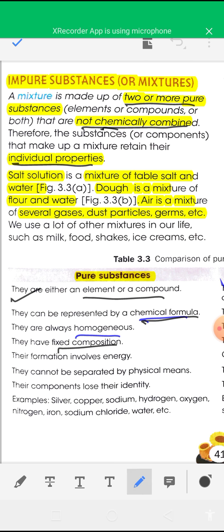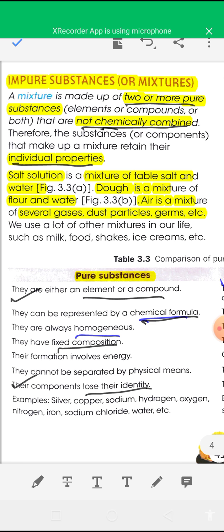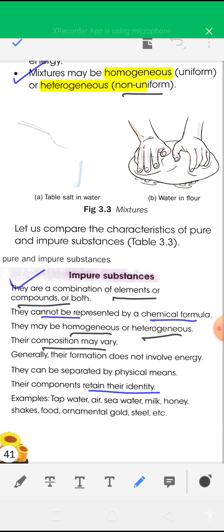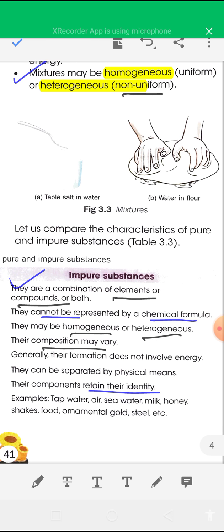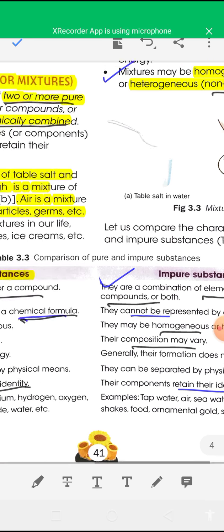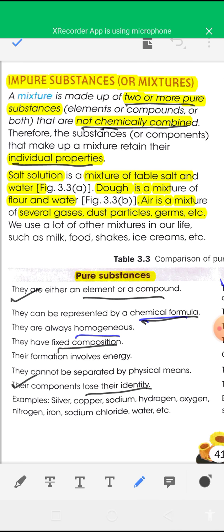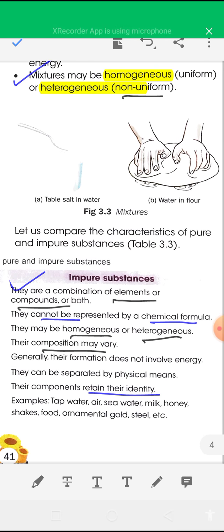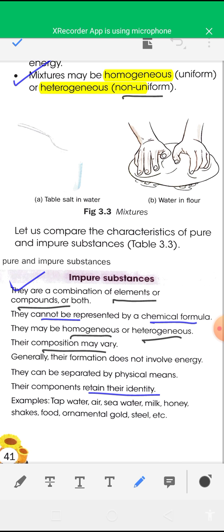In pure substances, the components lose their identity, but in impure substances, the components retain their identity. The components of a pure substance cannot be separated by physical methods, but the components of an impure substance can be separated by physical methods.